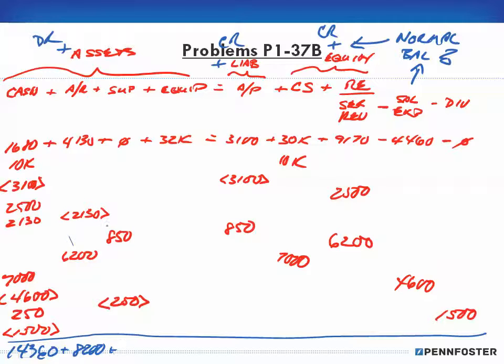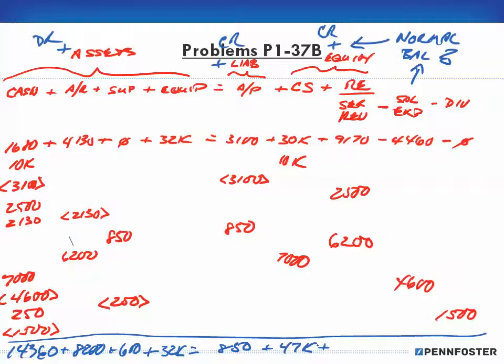For supplies, we have 0 plus 850 less 250, that's 600. For our equipment, we started out with 32,000 and we didn't change that, so the balance is 32,000. For our accounts payable, we had a beginning balance of 3,100, then we paid it off, and then we had an additional 850. So our accounts payable is 850. Our common stock started out at 30,000 plus 10,000 plus 7,000, so we're at 47,000 for that.